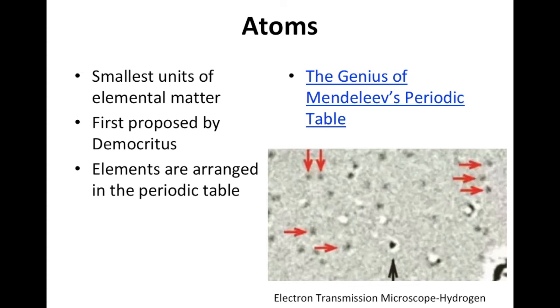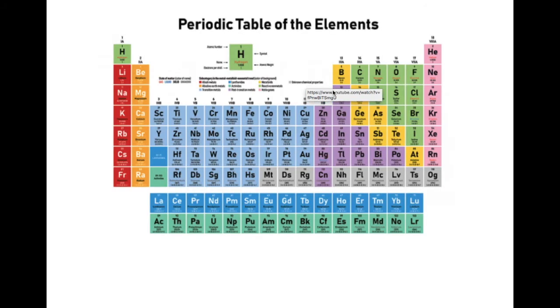So atoms are organized into different elements, which are the purest forms of matter, and these elements are arranged in the periodic table. In this link over here, if you're interested to learn more about the history of the periodic table, you can watch this short little video. All of the elements that humans know of are organized in this table of elements.